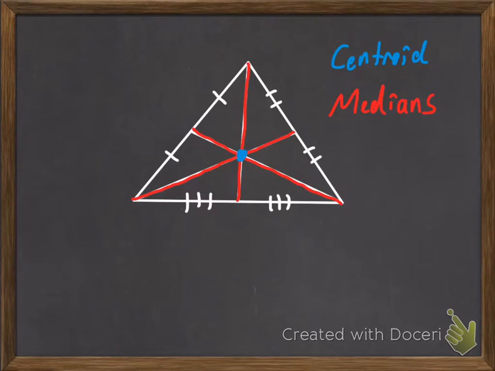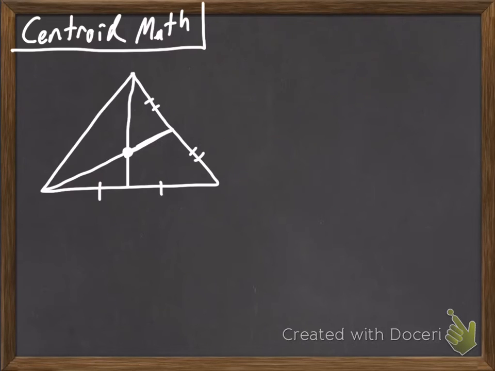So, here's a picture. The centroid's in blue, your medians are in red, and you see that it's indicated that it is bisecting all the sides. So let's talk about what makes that centroid so special. Look, I have two medians here and they're meeting at the centroid. And I'm going to throw some numbers in here.